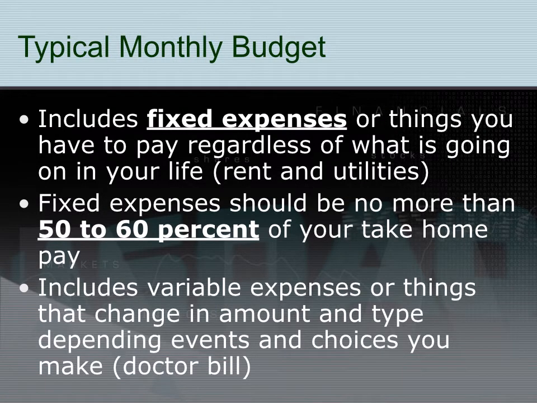Now, speaking of those things that come up that are not planned for, that take chunks of your income that you really had other plans for, brings us to the type of expenses that you will encounter during your adjustment period. And that adjustment period simply means I'm going through some things now in my life that I did not plan for when I developed my budget. And you have two types of expenses. On this particular slide, you look at fixed expenses. These are things that you have to pay regardless of what's going on in your life, like rent, utilities, or that cell phone bill. Also, it includes variable expenses or things that change in amount and type depending on what's going on in your life, like a doctor bill.